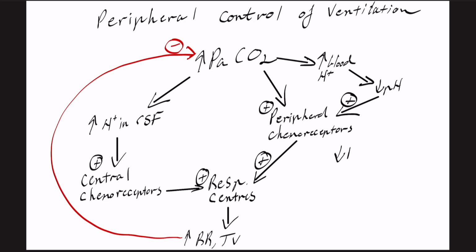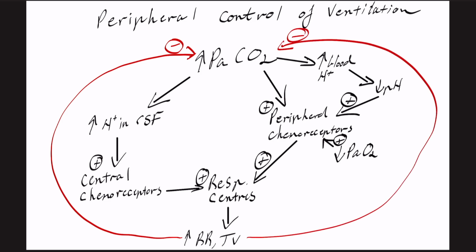And then a lower PaO2 will also stimulate the peripheral chemoreceptors. And then again, this is a negative feedback loop. So our increased respiratory rate and tidal volume will hopefully bring down our CO2, and it will also increase our PaO2. Again, highlighting the importance of PaCO2 as the main stimulus for ventilation.